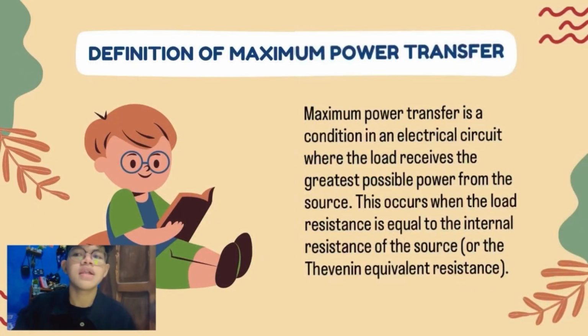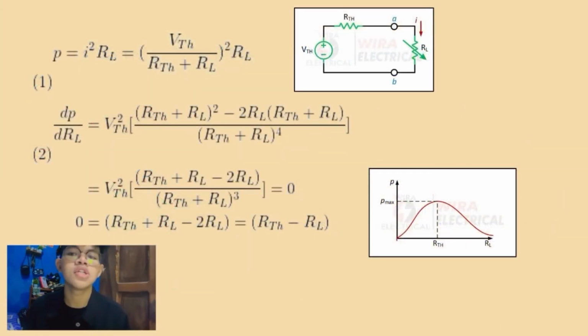Maximum power transfer refers to the condition where the load receives the greatest possible power from the source. This happens when the load resistance is equal to the internal resistance or impedance of the source. Understanding this concept helps engineers design circuits that operate with optimal power output.